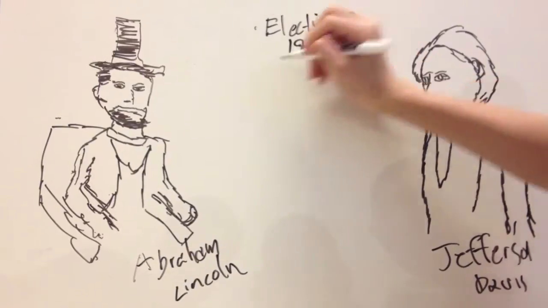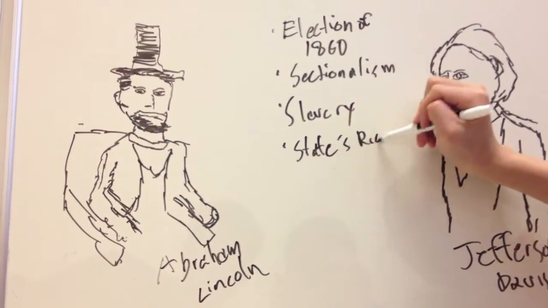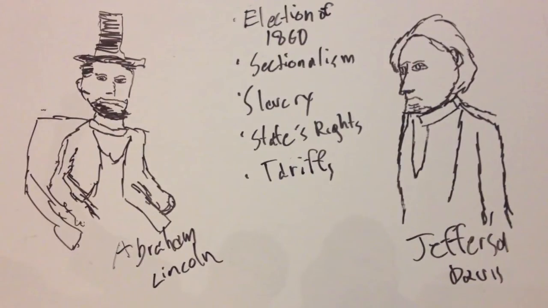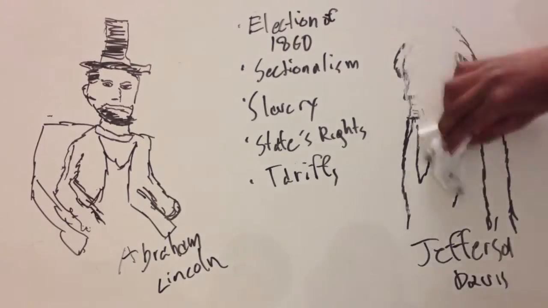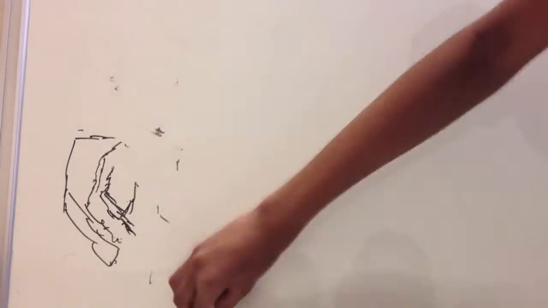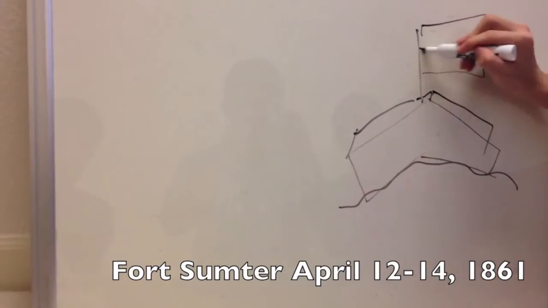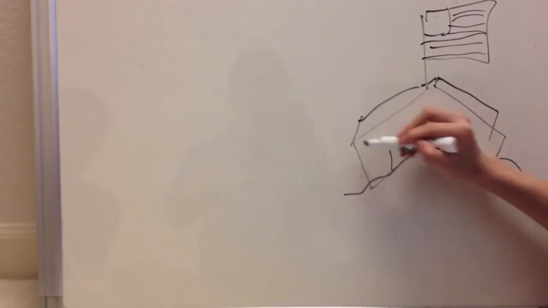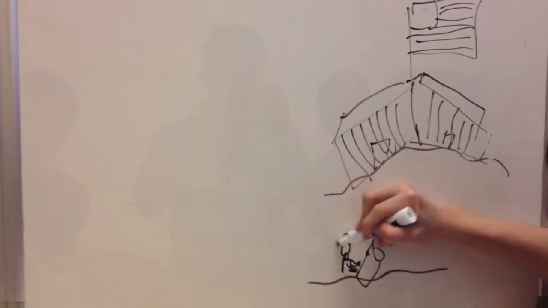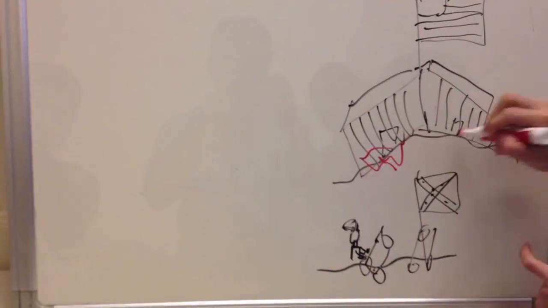Election of 1860. Sectionalism between the countries. Slavery, states' rights, and tariffs were major causes of the Civil War. Everyone knew it was inevitable, and as expected, civil war broke out between the two sections at Fort Sumter in Charleston, South Carolina, where the first shots were fired. Even though there were no people killed, except a horse. This was the beginning of a 4-year-long gruesome and bloody war.